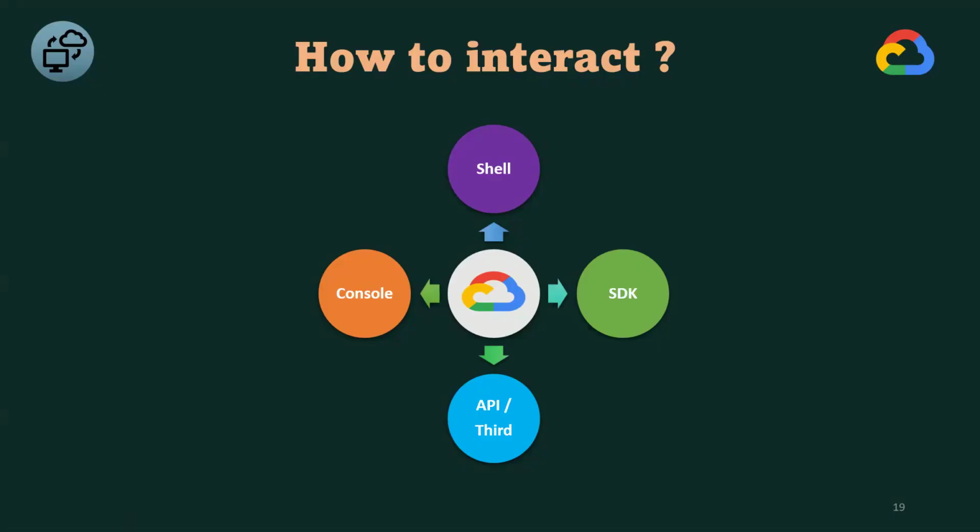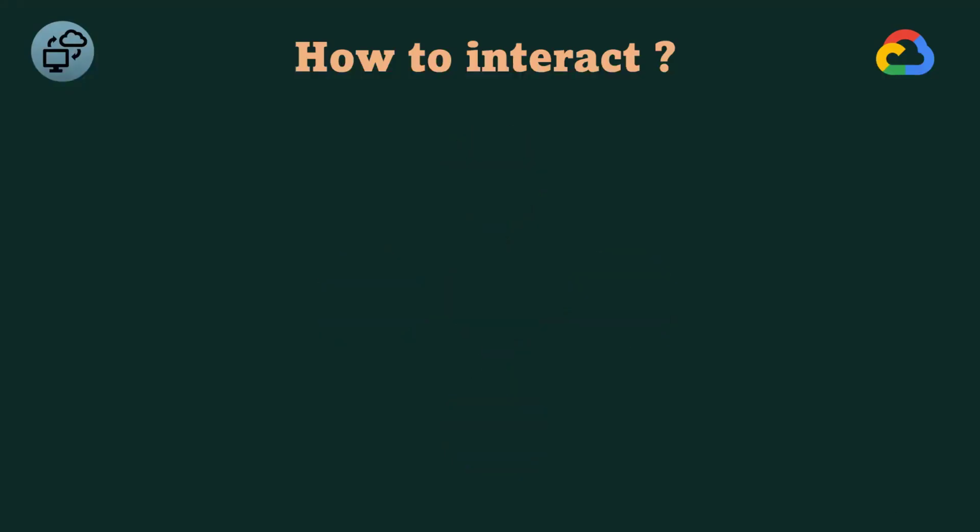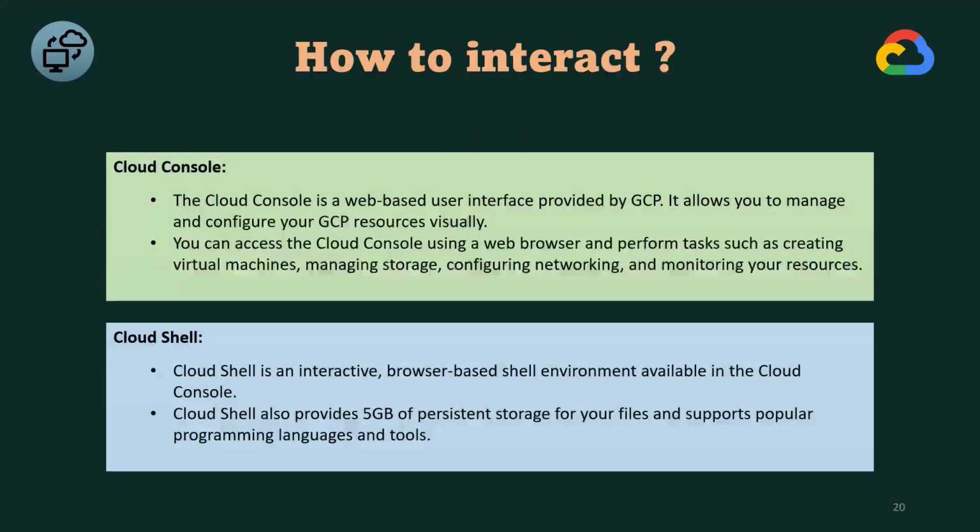Console is a graphical user interface to interact with the services visually. Cloud Shell is a command line interface to interact with the services via commands. Cloud SDK is a local-based command line interface to interact with the GCP services via commands or scripts. Okay, in Cloud Shell, we have two things: one is Cloud Shell Editor, and Cloud Shell Terminal also. These things we have seen in our previous sessions.